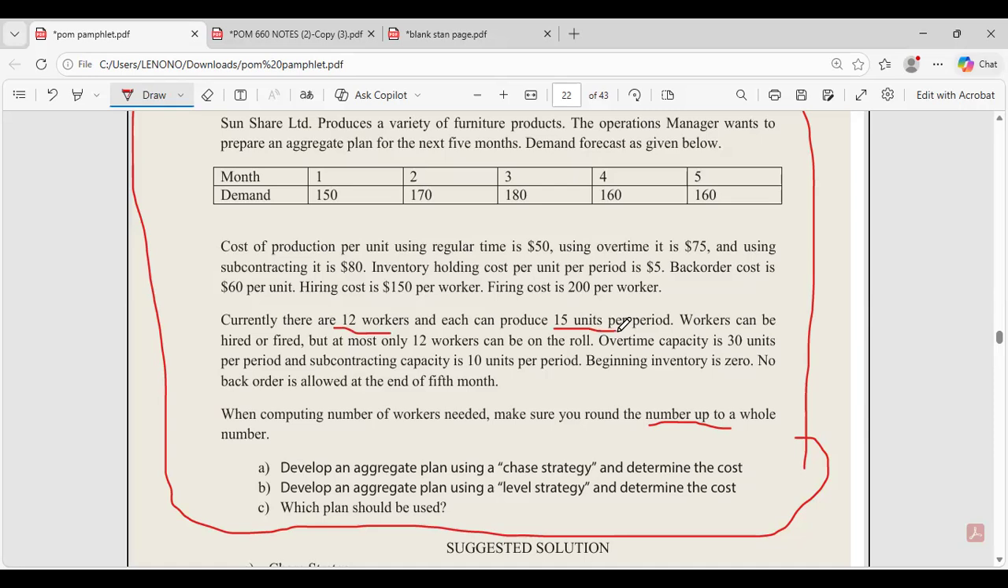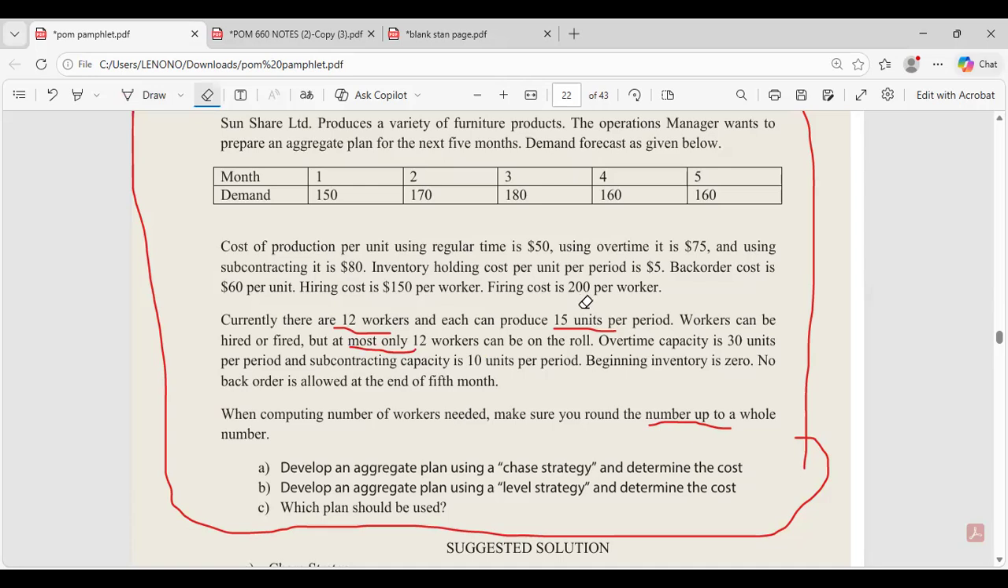Then, whichever way, workers can be hired or fired, but at most there can be 12 workers on the row. What does "at most" mean? At most means that you cannot exceed 12 workers in a given period or month. When you tell somebody to come at most 10 o'clock, if he comes at 10:05, we will not find you there. He's late for the interview. The latest time he can come is 10. So at most 12 workers there.